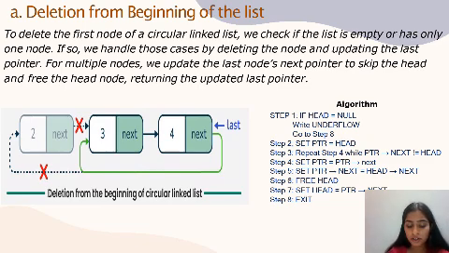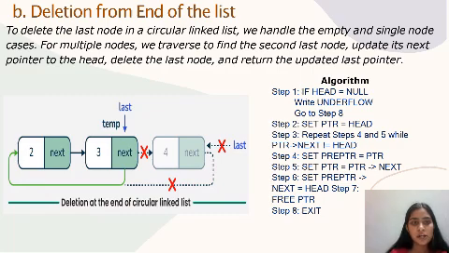Then we'll check if the list contains only one node. If it contains one node, then delete that node and set the last node's pointer to null. Now, if the list contains more than one node, traverse the list to find the last node, and update its next pointer to skip the head node, effectively removing it from the list.